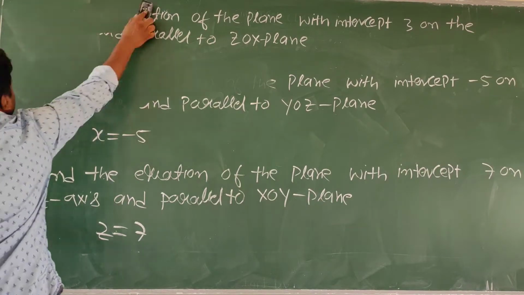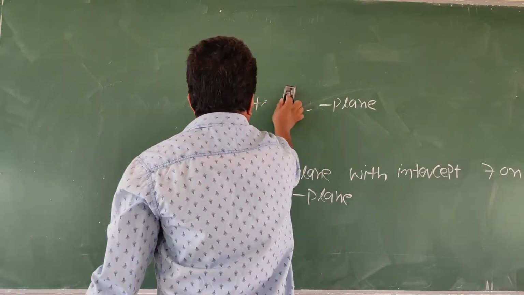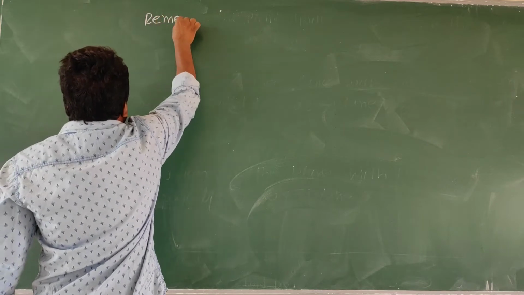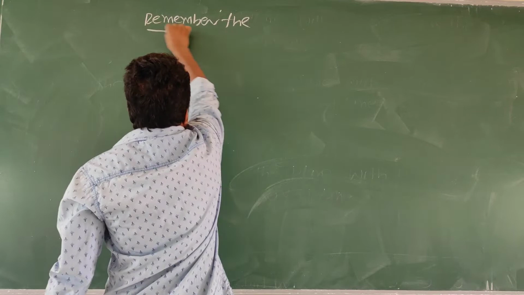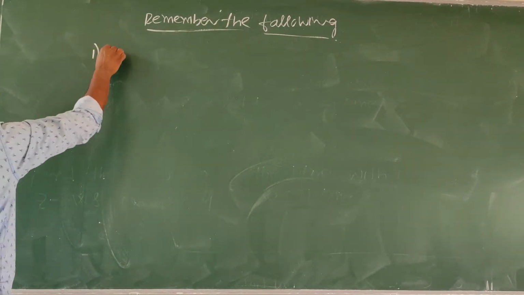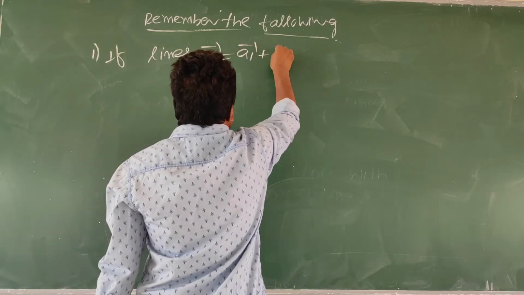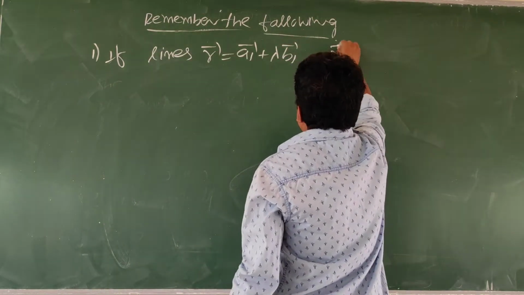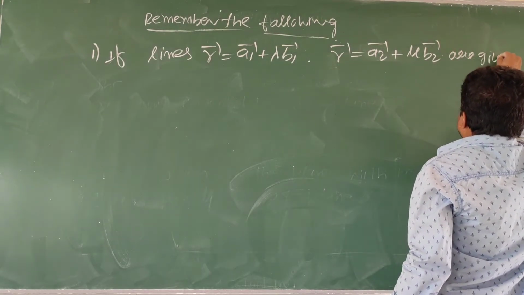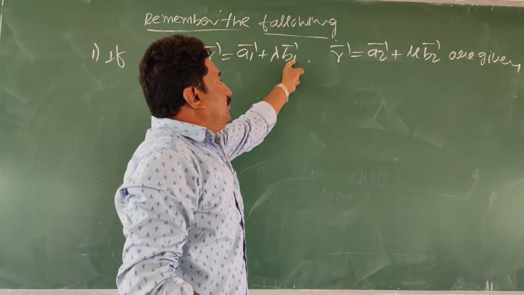Remember the following, friends. If lines vector r is equal to a1 plus lambda b1, and vector r equals a2 plus mu b2 are given, in lines, parallel vectors are available.